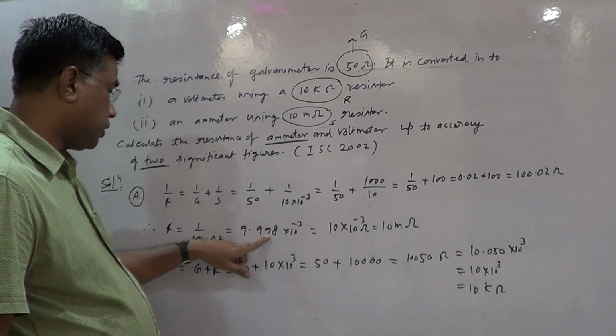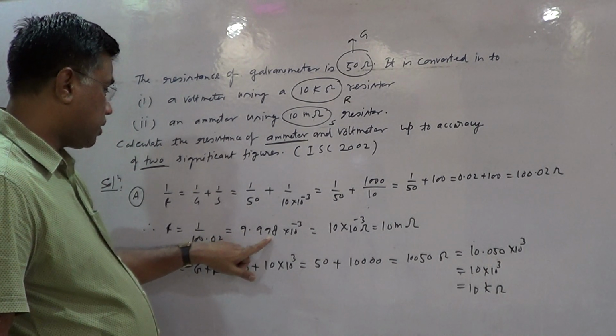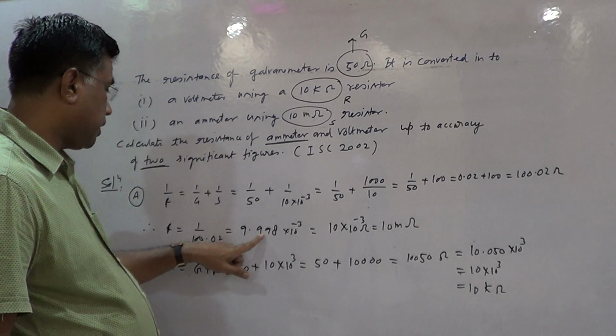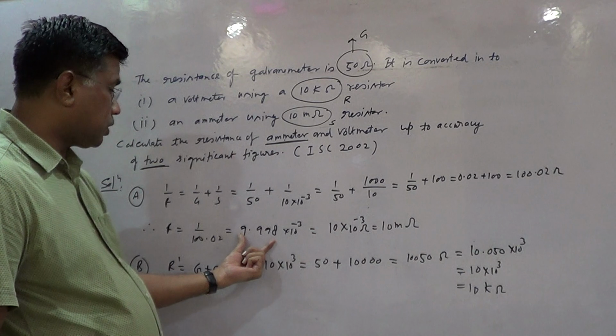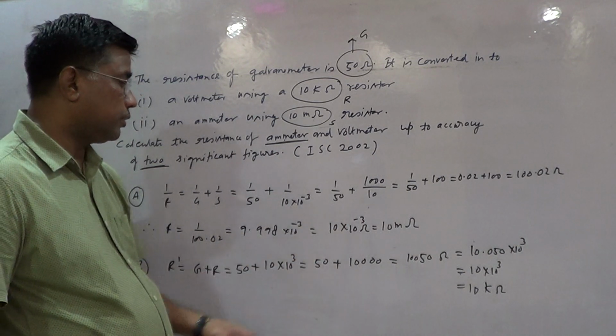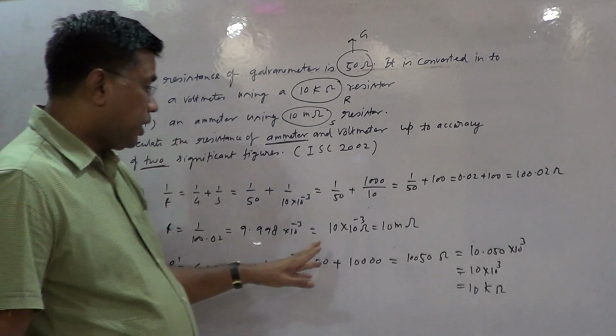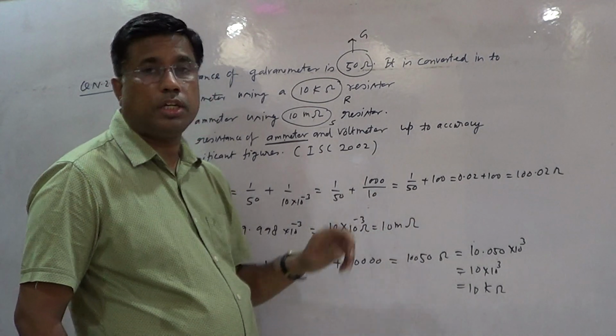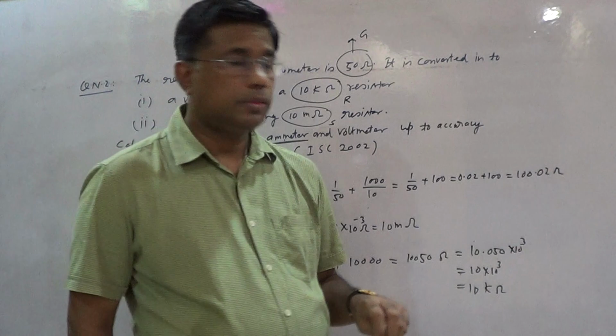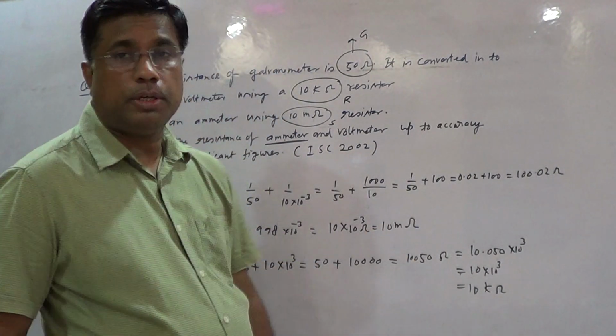When we round off the 8, it becomes 10, and then that carries over so the next digit also becomes 10, finally it becomes 10, so 10 into 10 to the power minus 3. So this value is approximately equal to 10 into 10 to the power minus 3. Now we can write it as 10 milliohm. In this number there are only two significant figures. So the answer will be 10 milliohm.